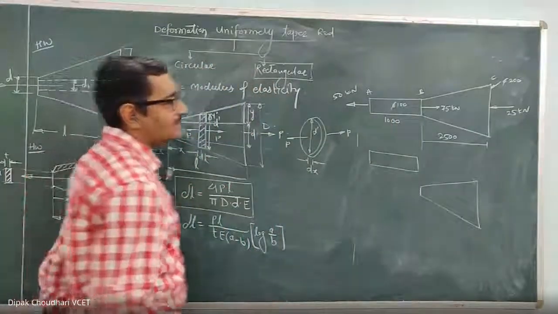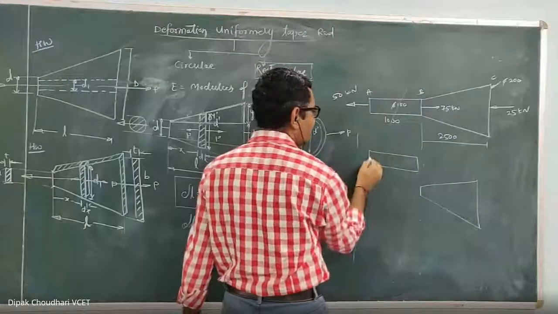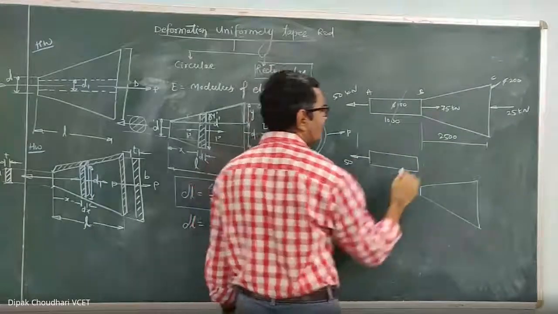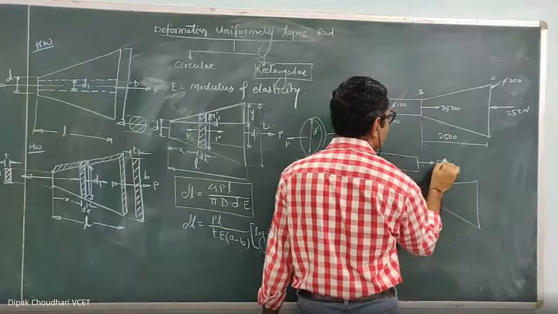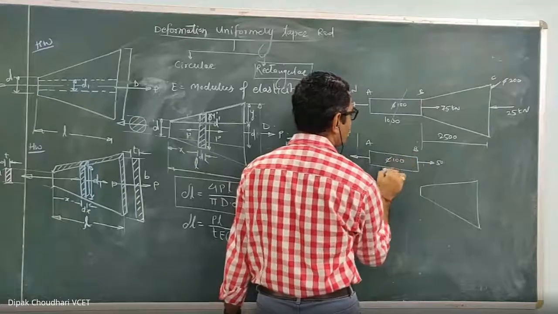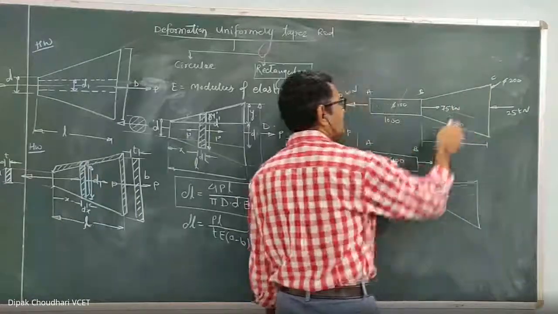The axial force acting on this part AB: to find out that, consider one imaginary section and take the algebraic summation of forces on any one side. On the left-hand side there is only one force, 50 kilonewton. So here also there will be 50 kilonewton because this part will also be in equilibrium, whose diameter is 100, length is 1000.